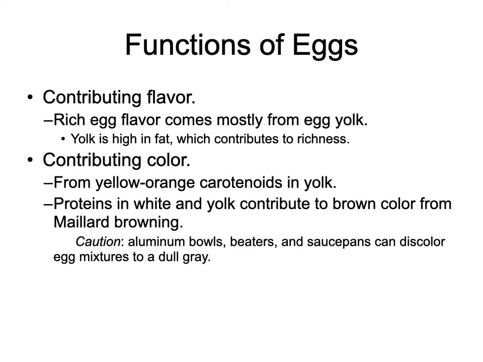Be careful though, aluminum bowls, beaters, and saucepans can discolor eggs and turn them a dull gray. What's happening there is that the aluminum has an outer coating of aluminum oxide that will start to come off in your egg mixtures. I prefer to use glass or stainless steel when I'm working with eggs. Another thing that traditionally is used to beat egg whites is a copper bowl as well. Copper doesn't cause any problems with eggs, but aluminum does.